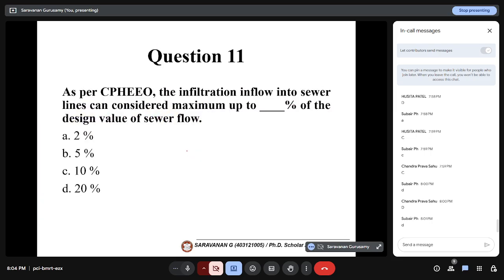As per CPHEEO, the infiltration inflow into the sewer line can be considered maximum up to dash percentage of the design value of the sewer. This is given in one of the slides. Can you tell the value? How much infiltration do we have to take? Because infiltration cannot be precisely calculated, there is a percentage value given in the CPHEEO. It's not 20, it's around 10%.